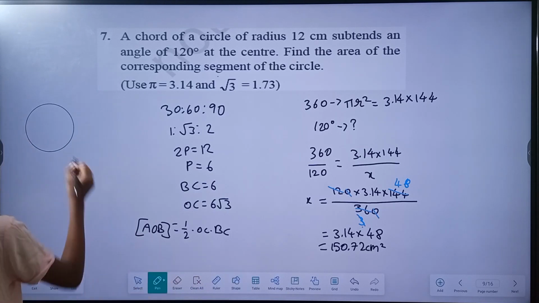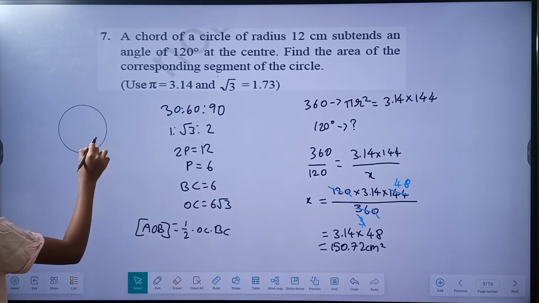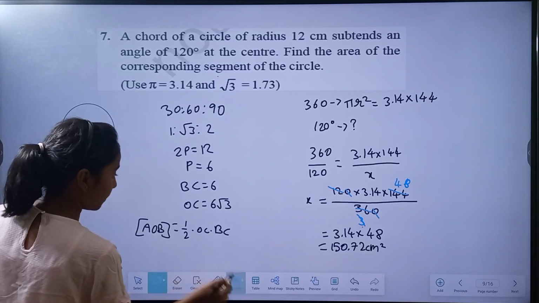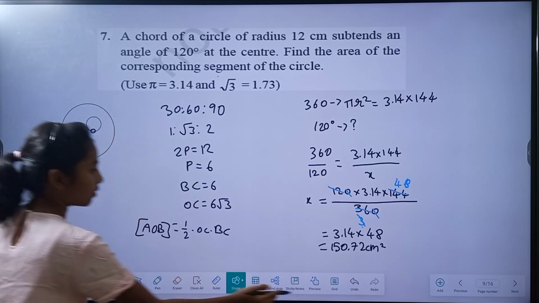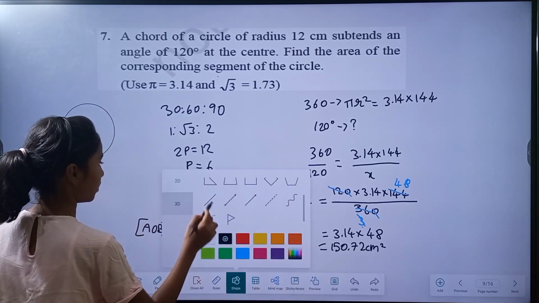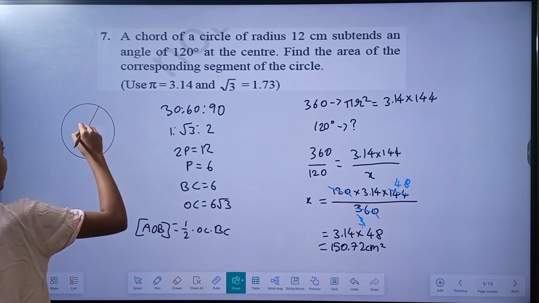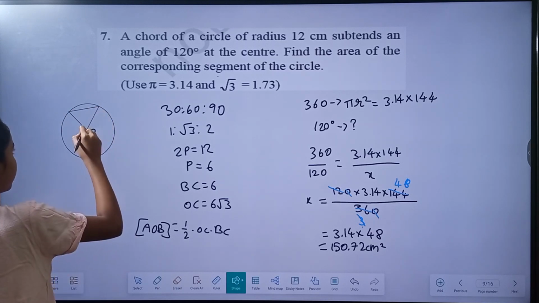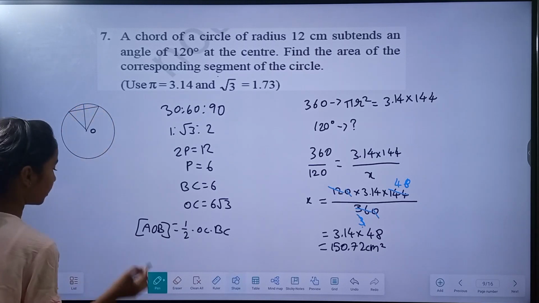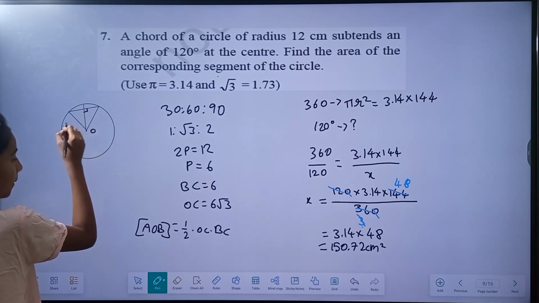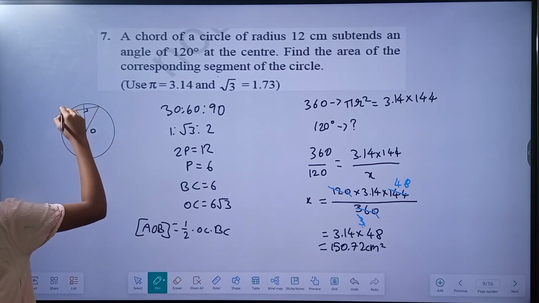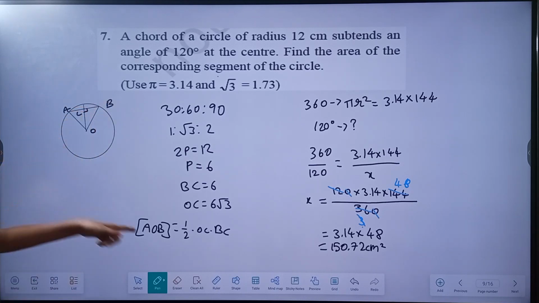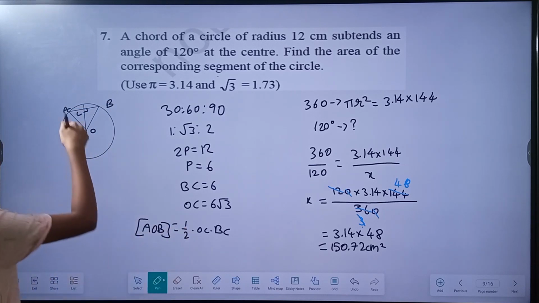The diagram is indicated. This is the circle, this is the center O, and these are the radii. This is the chord, and this is the altitude. So this is A, B, C. We have area equal to half into OC.